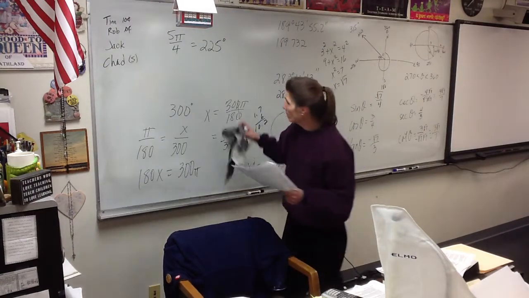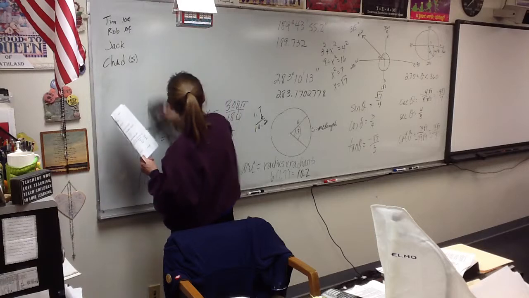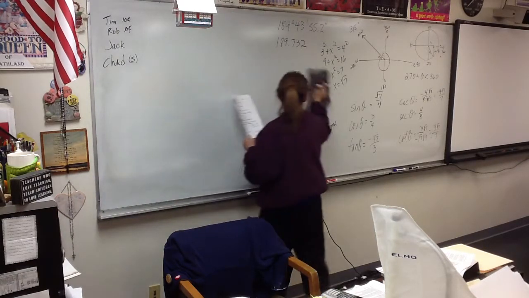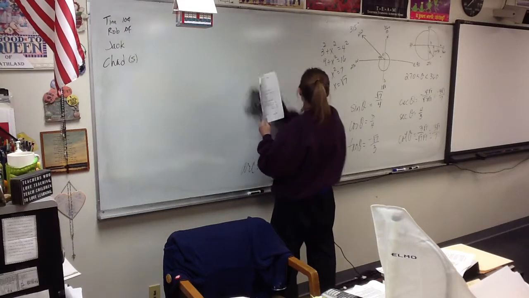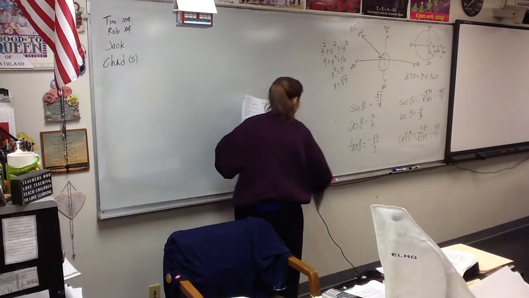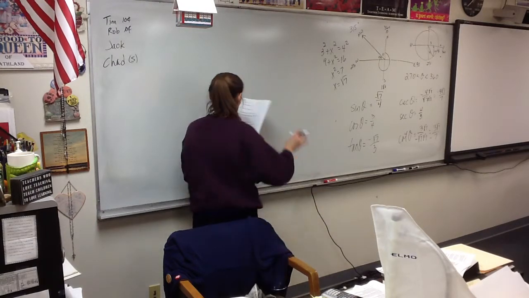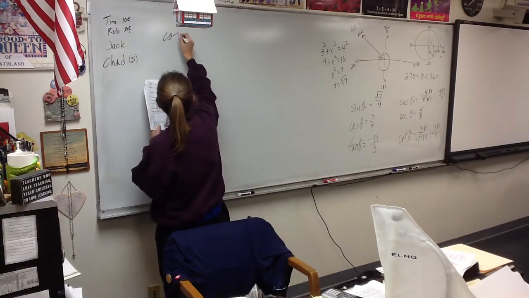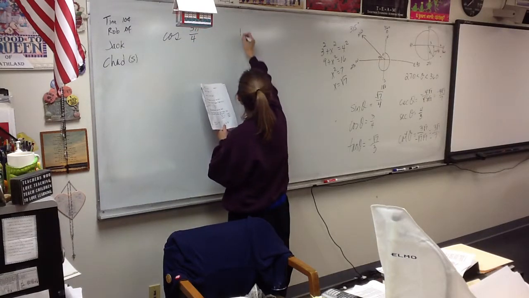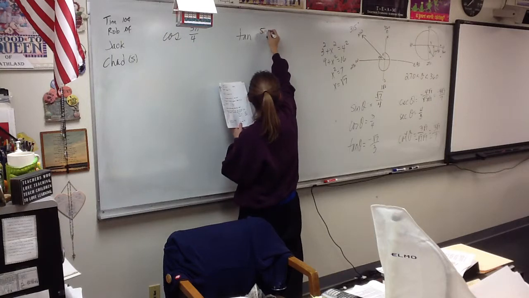Now we're going to do some problems that we have done a ton of. You've had quizzes over these, so you're probably expert with them. We are not going to use our calculator. This is a no calculator problem. And we are going to find the cosine of 3 pi over 4 and the tangent of 5 pi over 6.